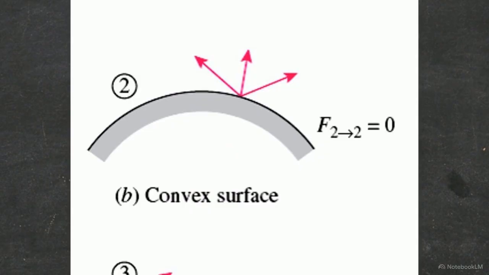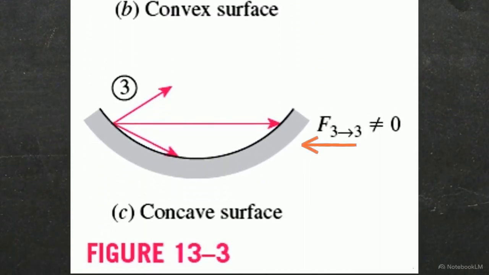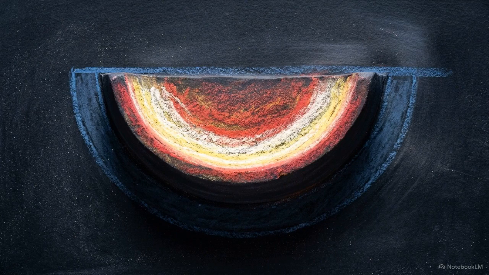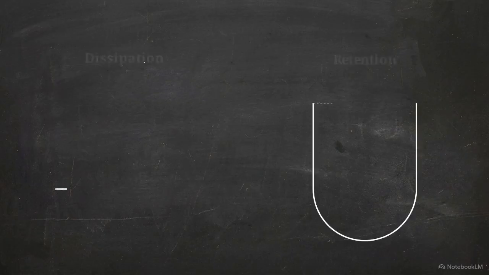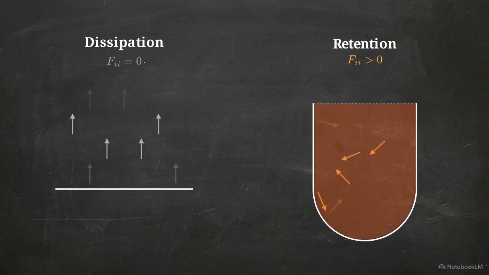But in the concave bowl shape, outward firing arrows hit the opposite side of the same surface. Here, F33 is greater than 0. Simply curving a surface inward creates a physical trap for its own radiant energy. The geometry alone dictates how efficiently the shape dissipates or retains heat.